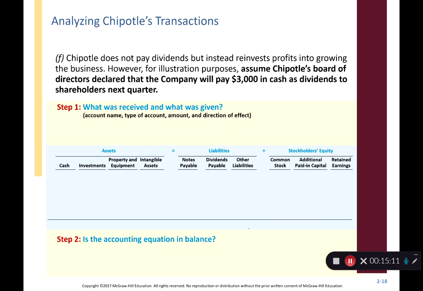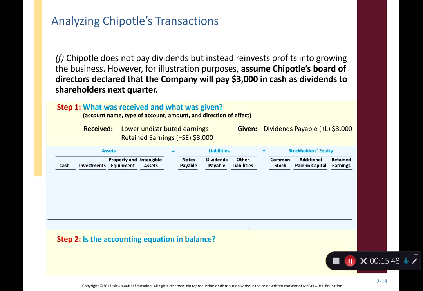Let's move on to F. Chipotle doesn't pay dividends, but instead reinvests profits to grow the business. However, we're going to assume that they do pay dividends for our own purposes here. So if they pay $3,000 in cash dividends, how is that going to affect things? Well, what are we receiving? We're receiving lower undistributed earnings. I mean, really, this whole receive and give thing can be a little tricky. What are we doing? We're paying out dividends. When we pay out dividends, our retained earnings goes away because we're keeping less.